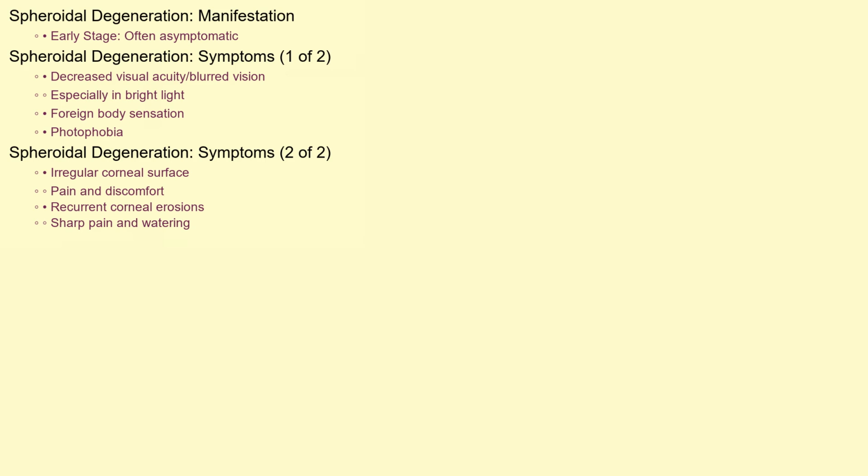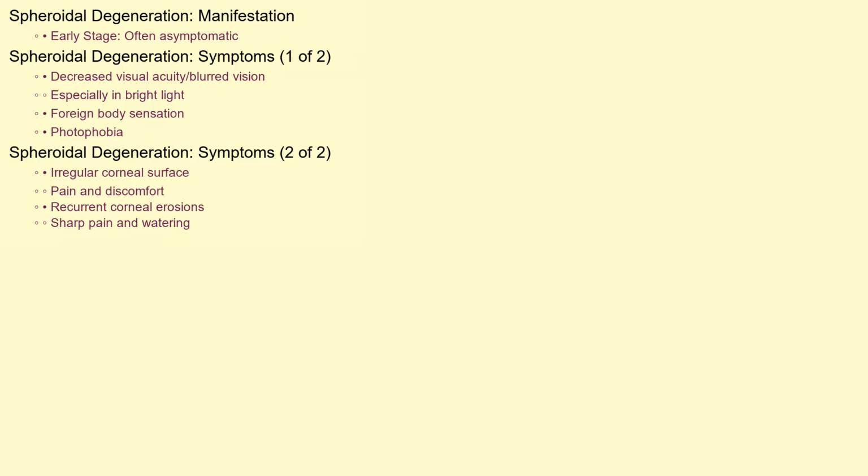Many individuals with early-stage spheroidal degeneration may not experience any noticeable symptoms. However, as the condition progresses, several signs and symptoms can emerge. These include a decreased visual acuity or blurred vision, especially in bright light due to scattering of light by the deposits, a foreign body sensation or gritty feeling in the eye, increased sensitivity to light, known as photophobia.